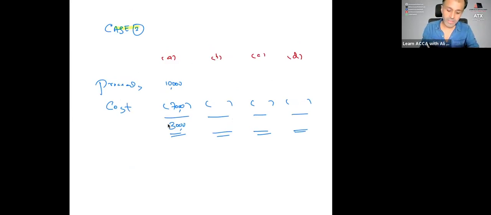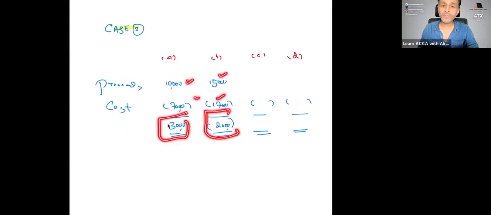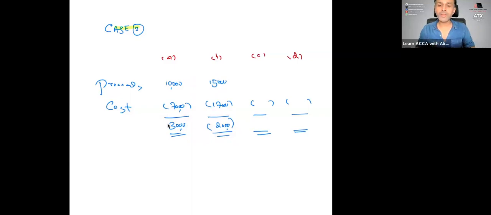Both the figures are still more than the 6,000 mark. Now we have a loss. So same case, both the figures are more than 6,000, but here we have a loss. What to do? Have patience.